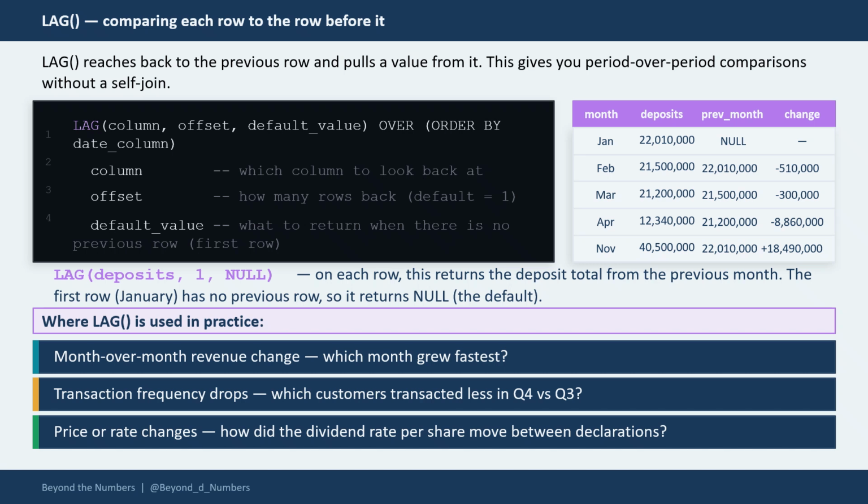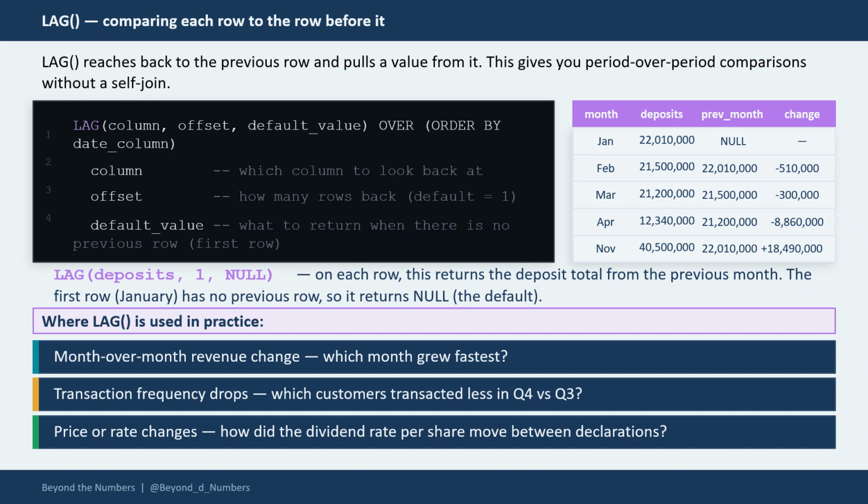Column is what you want to look back at. Offset is how many rows back. The default is 1. Default value is what to return when there is no previous row for the first row. So look at the results in the table that we have. January's previous month is null. There is no December before it.